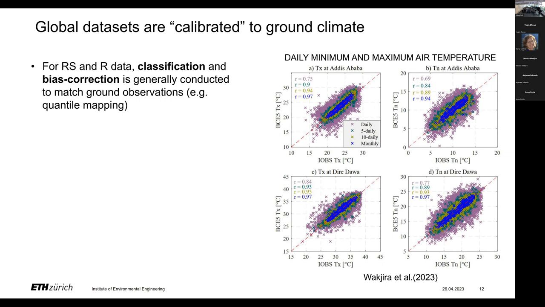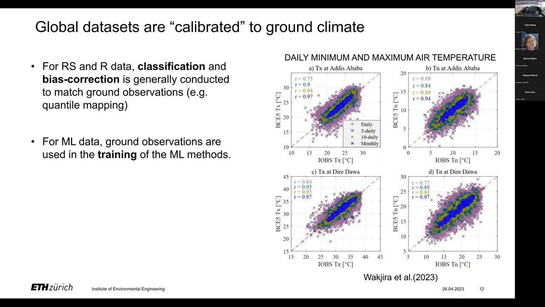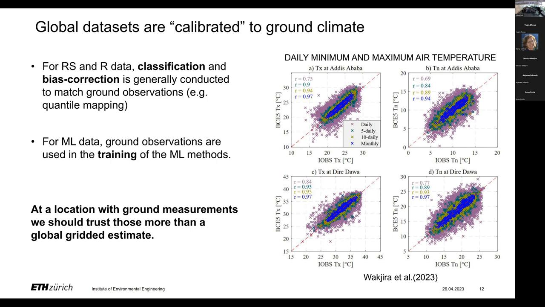It's very rare that you actually take the raw global data, especially with regard to climate, and apply them. Or if you do, don't expect outstanding results. For machine learning data, even more so, their ground observations are used in the training of the methods. So they, by definition, have the need to learn from observations. And I will make the final comment here that at a location where you have ground measurements, you use those and trust those more than a global grid estimate at that point. But of course, it's good to compare them.